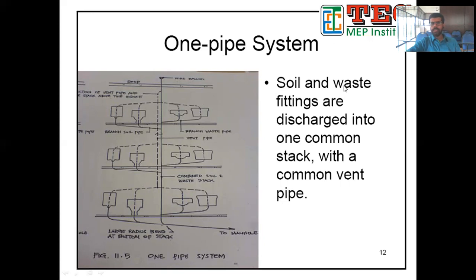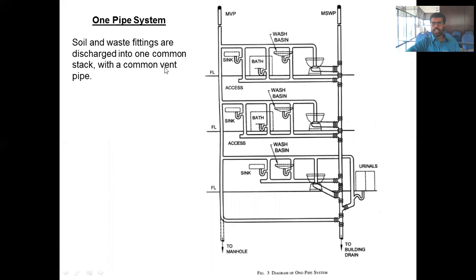In the one pipe system, soil and waste fittings are discharged into one common stack with a common vent pipe. This is the meaning of the one stack or one pipe system. You can see here a little more clear picture. Imagine this is a three-story building. You can see here a sink, a bath tub, a wash basin, and a water closet. This is just a pictorial representation only. You can see the pipe connection is being taken like this.